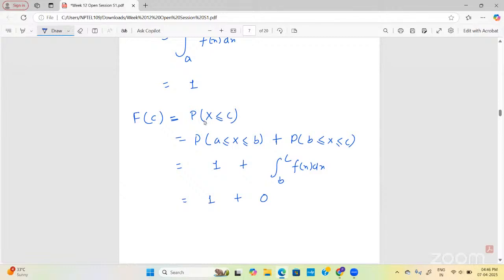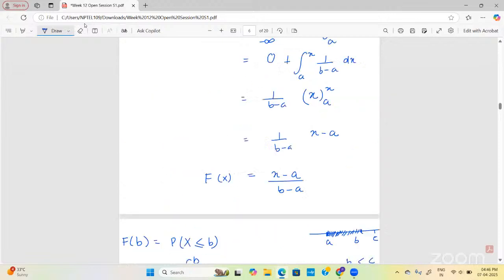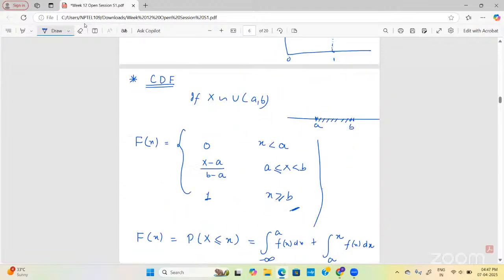From a to b only, the PDF is 1 upon b minus a. Outside a to b, the PDF will be 0. So this will become 0. Now, the CDF function is clear to everyone for the uniform distribution? Yes. So here we have calculated it for uniform(a, b).